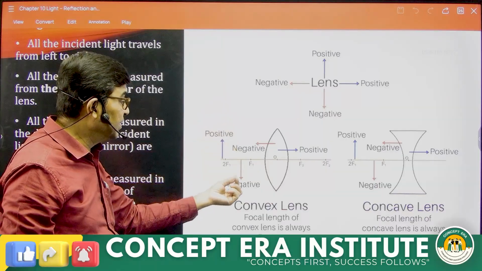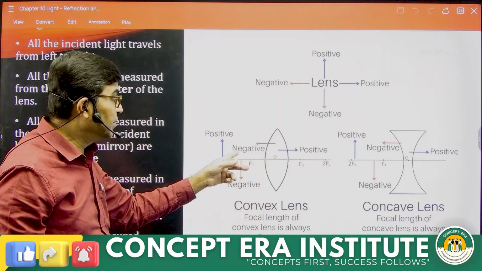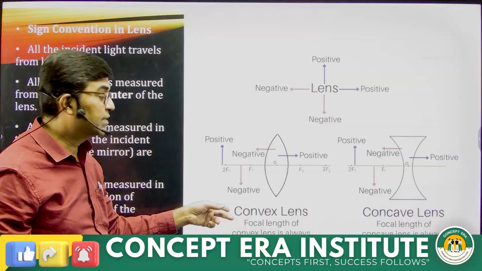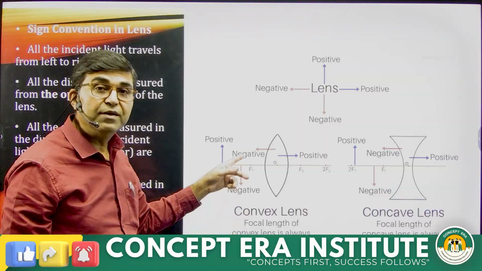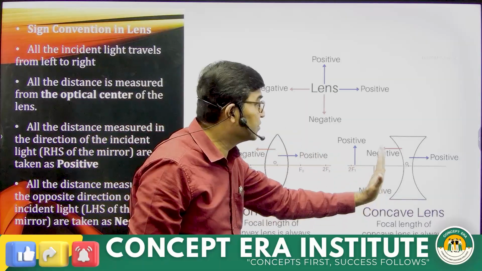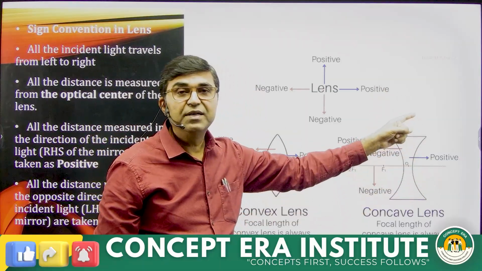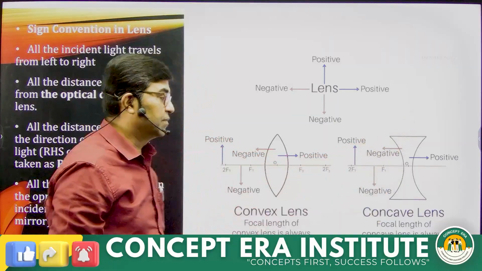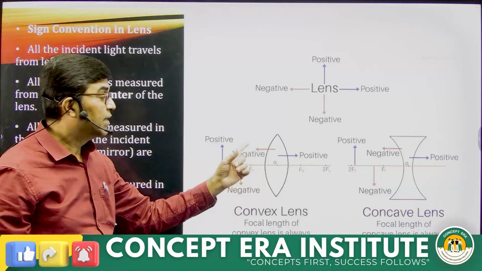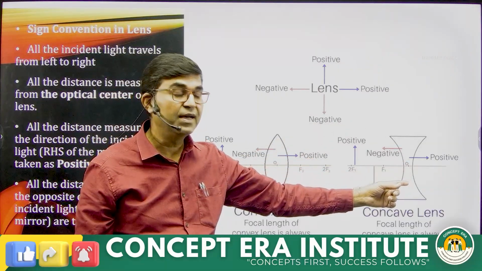The real image forms downwards, inverted, therefore it is measured downwards, therefore the image size will be taken as negative for a real image. And if the image is virtual, it will be erect, so the image size of a virtual image will be positive. The focal length of a convex lens is taken as positive, and the focal length of a concave lens is taken as negative.